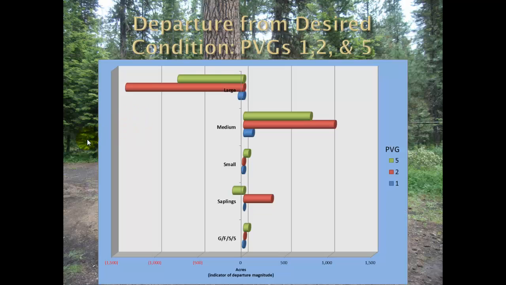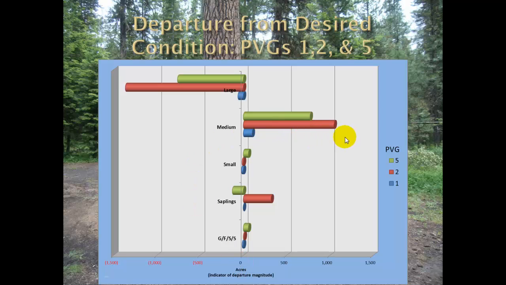We're going to use these charts to summarize the revised data, starting with potential vegetation groups 1, 2, and 5. Note that the colors represent the PVGs. PVG 1 is blue, PVG 2 is red, and PVG 5 is green. As we go from the bottom to the top of the chart, the size class increases from grasses, forbs, shrubs, and seedlings to the large tree size class at the top. The units on the x-axis are acres.